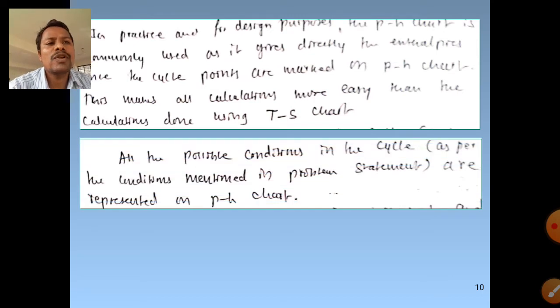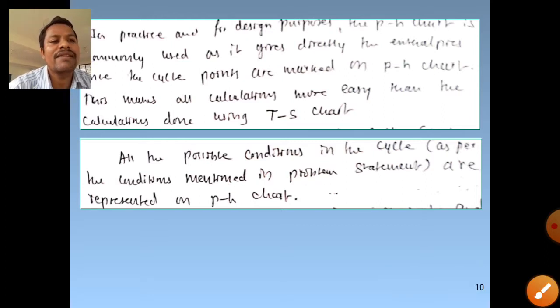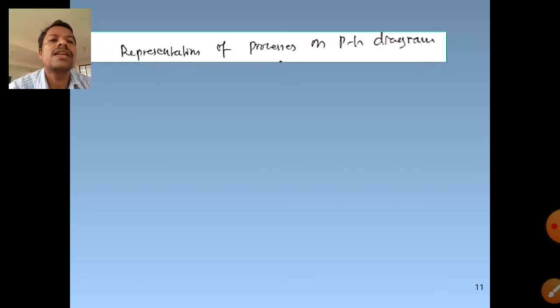Now all possible conditions in the cycle are marked on the chart in line with the problem statements that are mentioned in the problem. Then all the points, that is state 1, 2, 3, 4, all the state points are marked on the pH chart to get enthalpy values. Then, representation of processes on the pH diagram. So how to represent on a pH diagram?